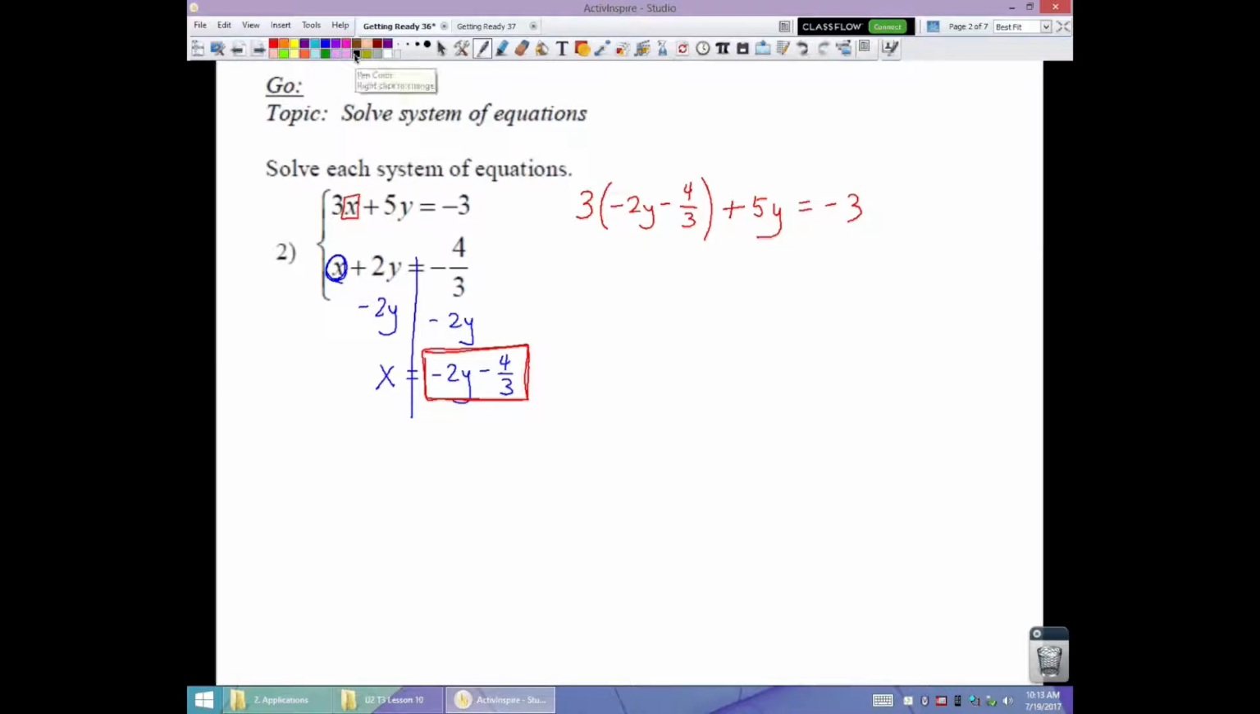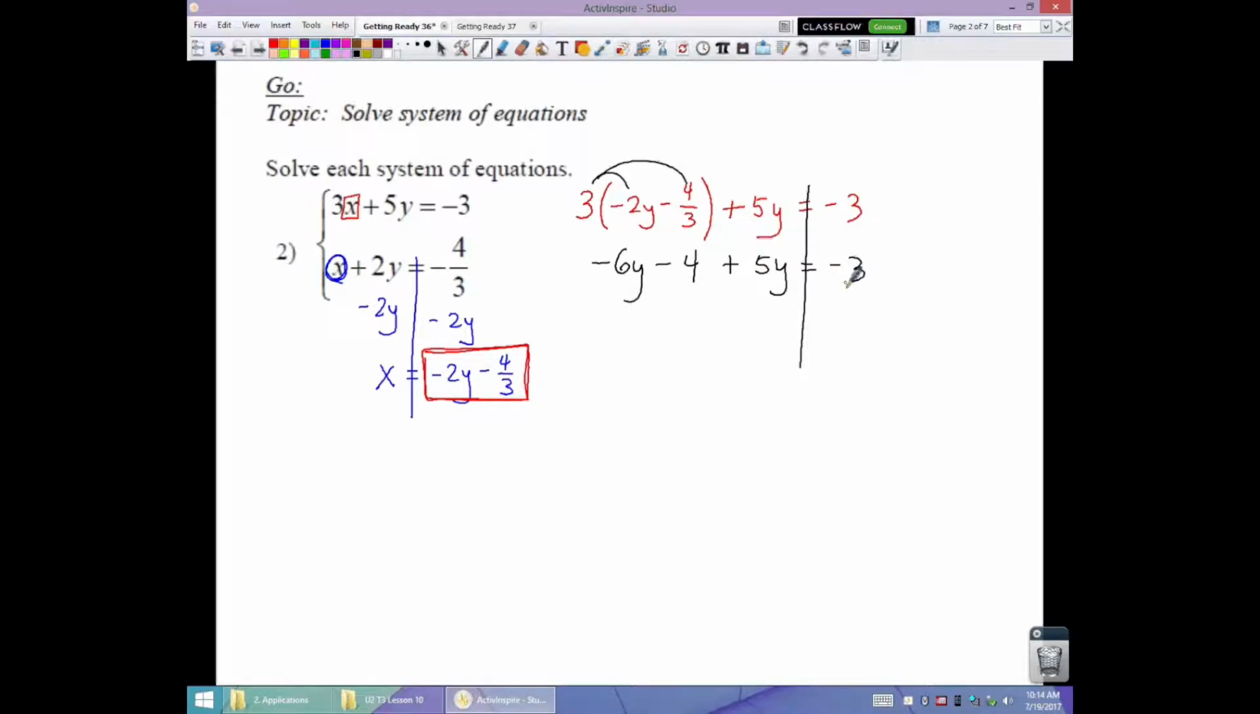And now we have an equation that, yes, it's a little bit longer, but I have only one variable in it. It's just y. There are no x's left in this. So my first step will be to distribute. So 3 times negative 2y is negative 6y. 3 times negative 4/3 is negative 4. So see, that fraction ended up disappearing anyway. And then I have plus 5y equals negative 3.